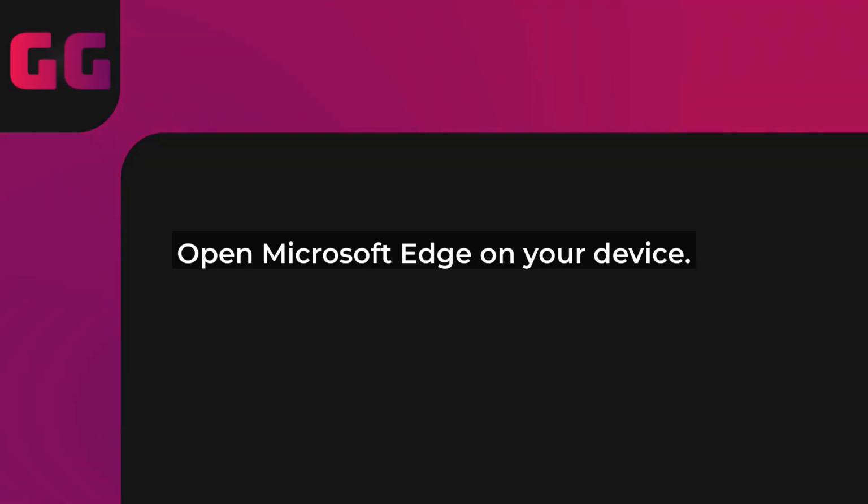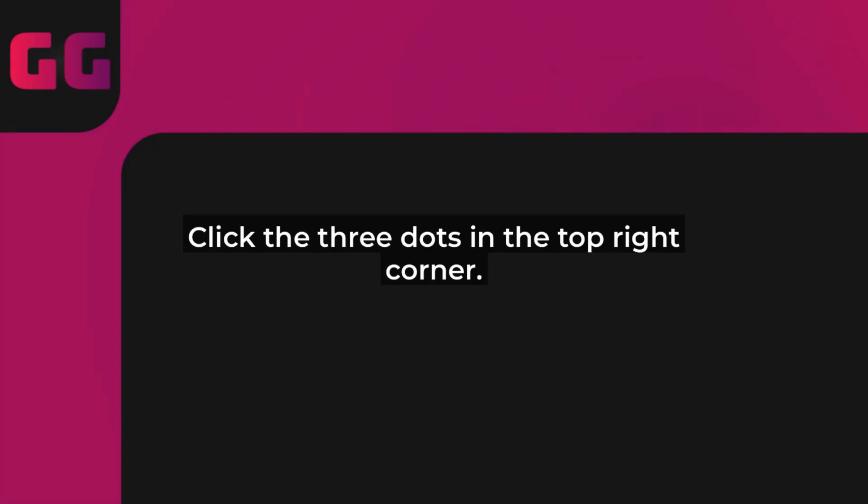First things first, open Microsoft Edge on your computer. You can find it on your desktop, taskbar, or in your Start menu. Just click that familiar blue E icon. Once it's launched, look at the top right corner of the window. You'll see 3 horizontal dots. That's the menu button. Give it a click to expand your options.